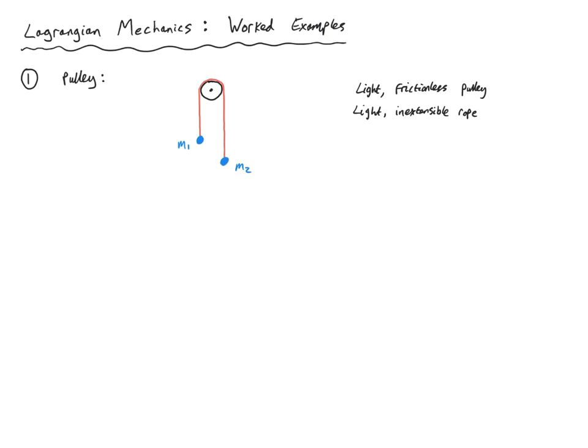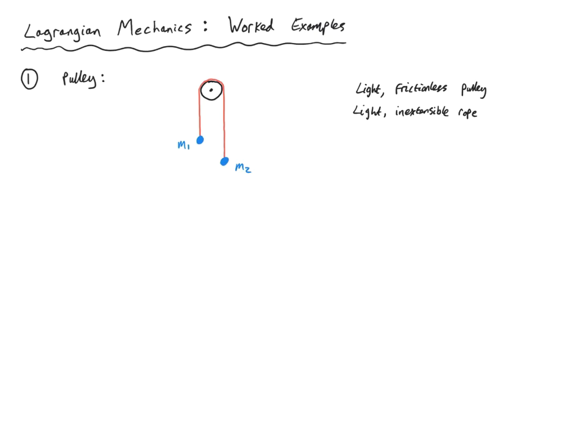We have a light frictionless pulley, and over it is draped a light inextensible rope, and at the end of the rope we have masses m1 and m2. This is the kind of classic setup for a Lagrangian mechanics question. You often see these kind of words appearing: light frictionless pulley, light inextensible rope, and so on, and it's worth just unpacking what those things mean.